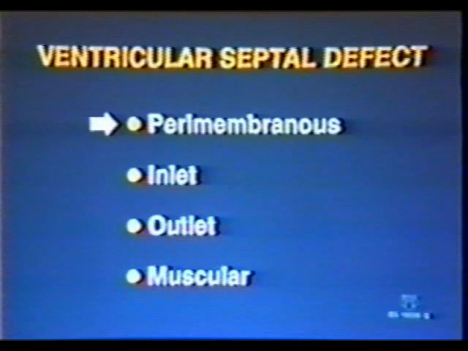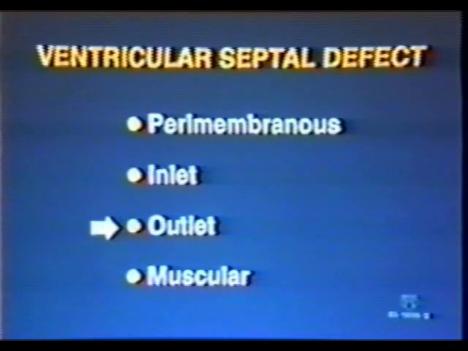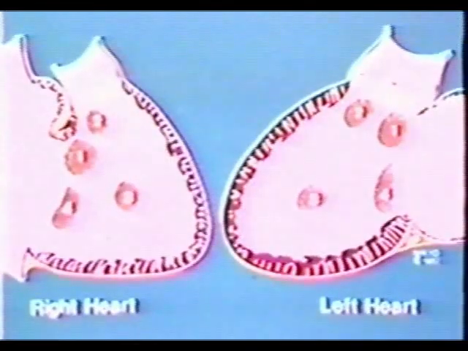Perimembranous ventricular septal defect is the most commonly encountered. Other locations which are less frequent involve the inlet septum, outlet septum, and muscular septum. Here you can see a schematic representation of these defects.